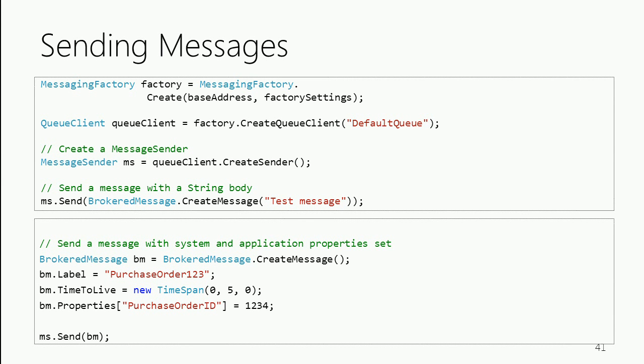So how do you send messages? Well, you create, as I just showed you, this is a simpler version of it, you create the factory, you create the queue client based on the name. The name here is default queue. Mapped onto the namespace, this is, let's say, clemens.servicebus.appfabriclabs.com/default queue. So the name here is a relative path into your namespace. And then you can create a message sender, and you send a brokered message.